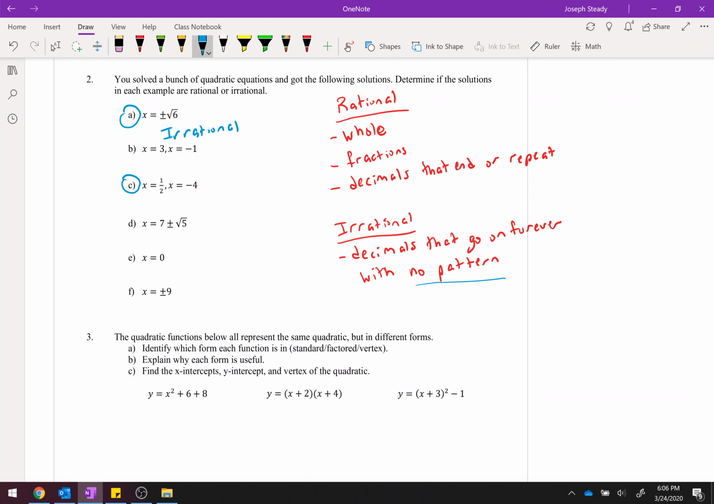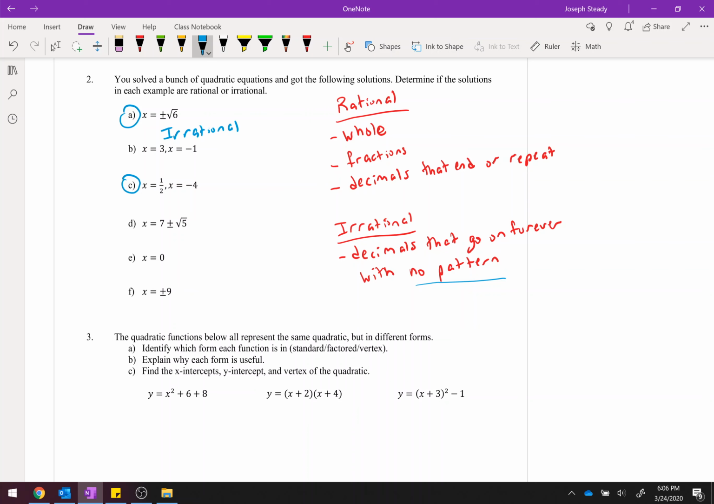It's worth noting at this point, if this was plus or minus the square root of 4, for example, well, the square root of 4 we know comes out as 2, which is a whole number, so that would be rational. Moving on to C, we have a couple more values here to check.